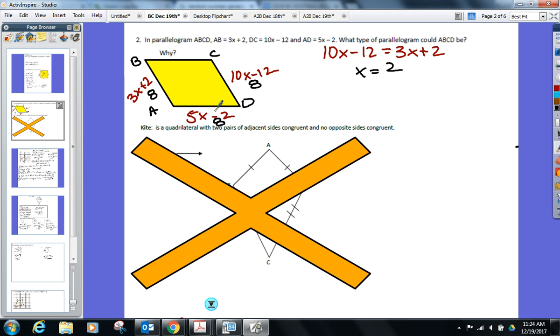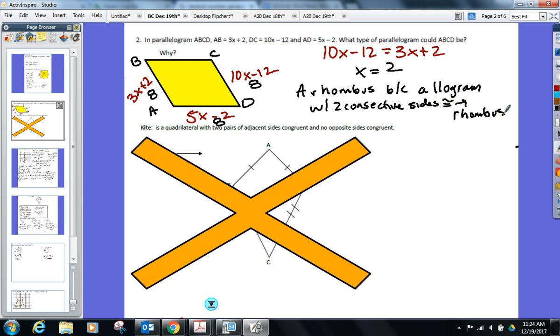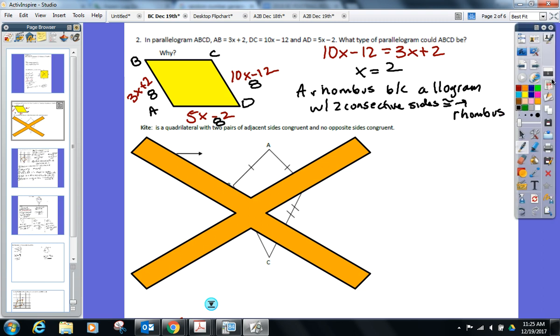Everybody, it's not a square. Why isn't it a square? I have no idea about the angles, if they're right or not. So this is a rhombus because it's a parallelogram with 2 consecutive sides congruent implies a rhombus. All right. Questions? If you haven't done so already, go ahead and graph the next one.